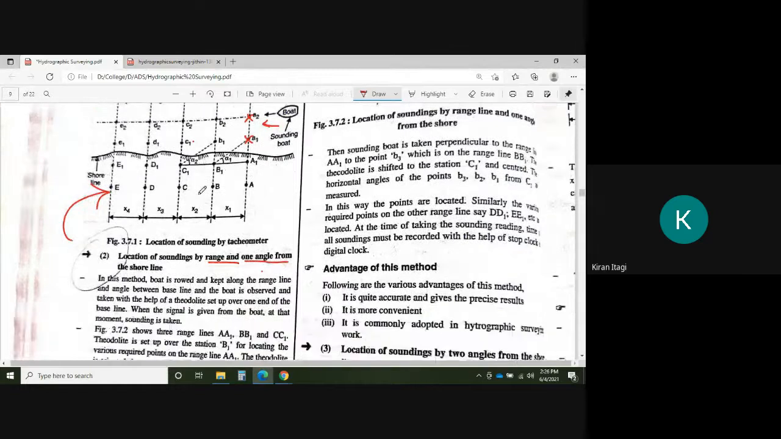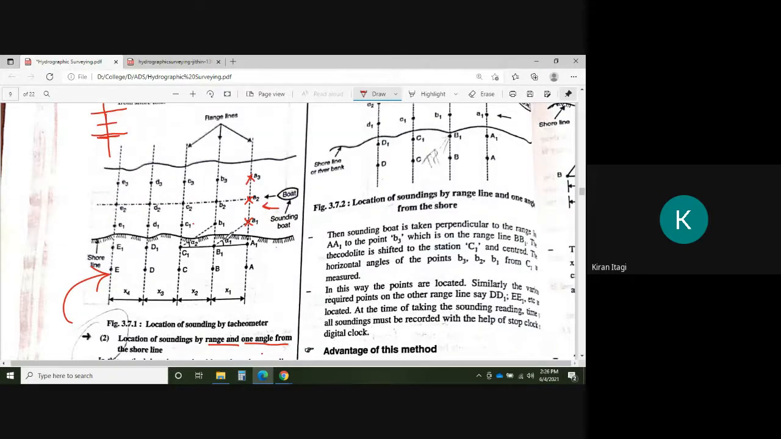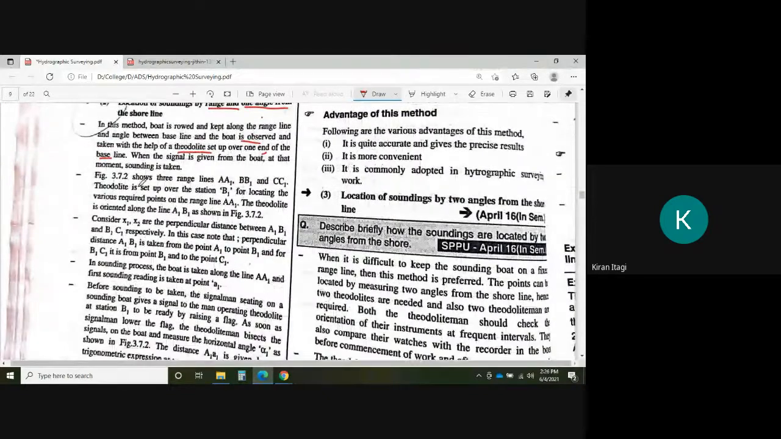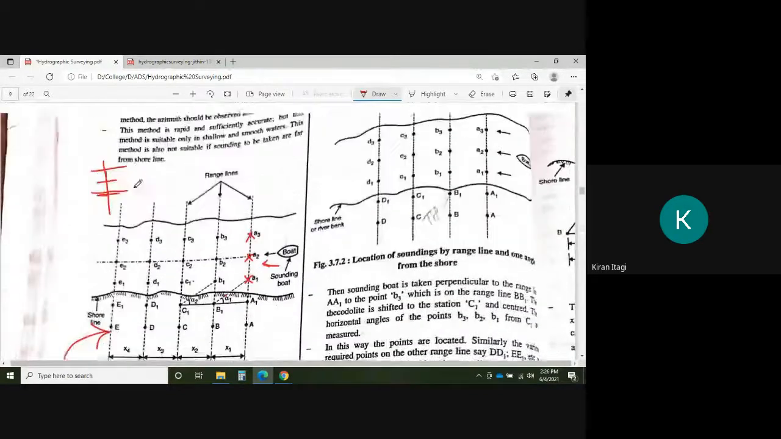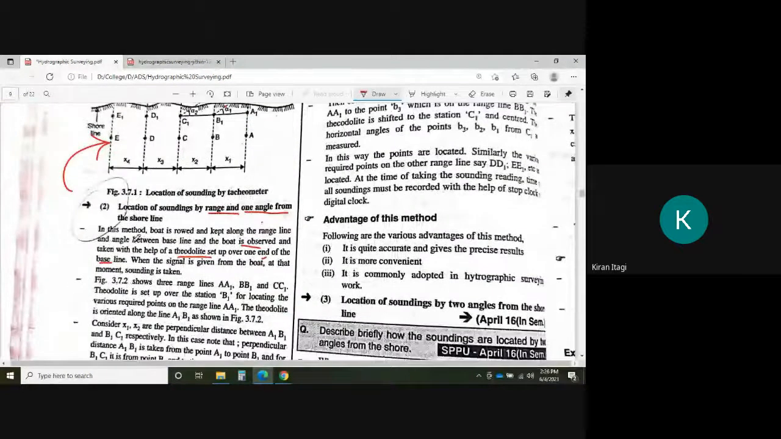Kept along the ranging line, the angle between the baseline and the boat is observed and taken with the help of a theodolite. The theodolite is set up over one end of the baseline. When the signal is given to the boatman, at that moment sounding is taken. See, after taking the angle or reading, you will indicate to the boatman. At that point you take the sounding.